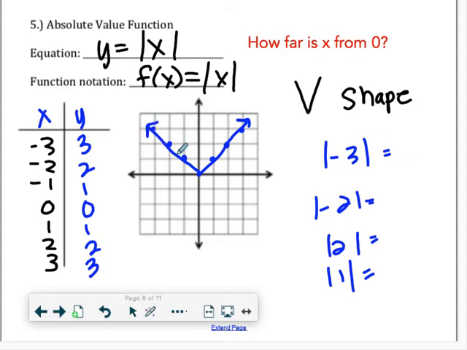Okay. And again, this is called the parent graph that goes exactly through the origin. That distance, the space between, is over 1, up 1. Okay? There's all sorts of different V shapes out there. This is called the parent graph.